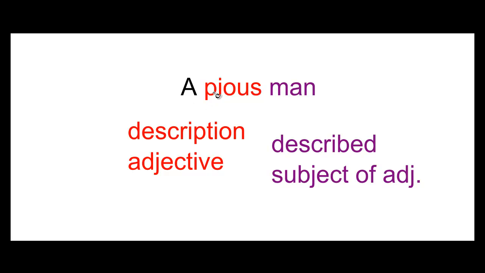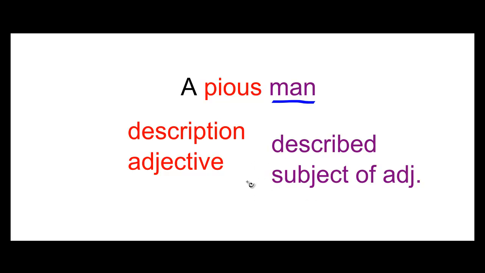Here we have a pious man. Now this first word, pious in red, is describing this word man. In English grammar, this word pious is the description, or what is known in grammar as the adjective. And man is being described. Man is the subject of our adjective.